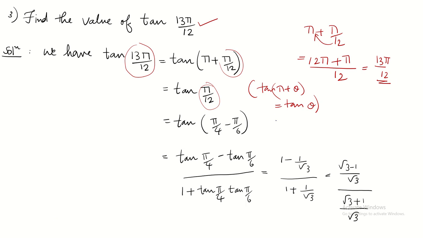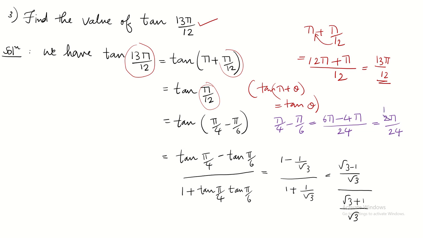Now here, pi by 4 minus pi by 6. If you take the LCM or cross multiply, what is the answer? Pi into 6, you have 6 pi minus 4 into pi, 4 pi. I am cross multiplying, or you can take the LCM, divided by 4 into 6, 24. Now 6 pi minus 4 pi, you get the answer as 2 pi divided by 24.